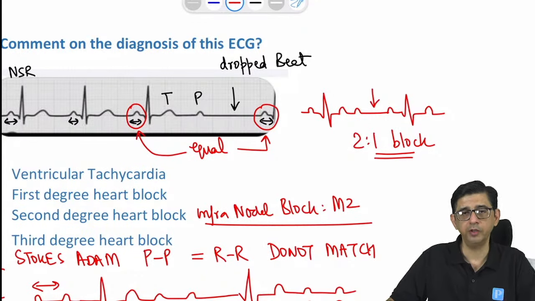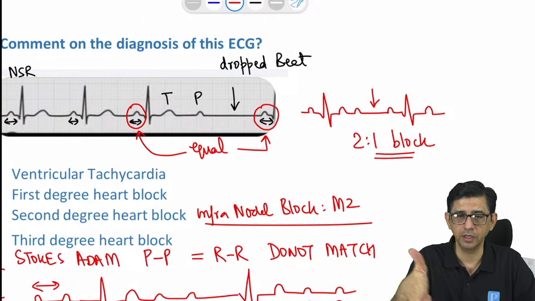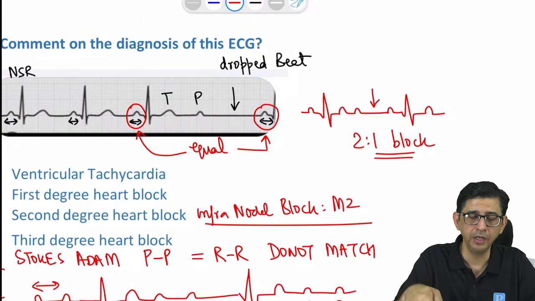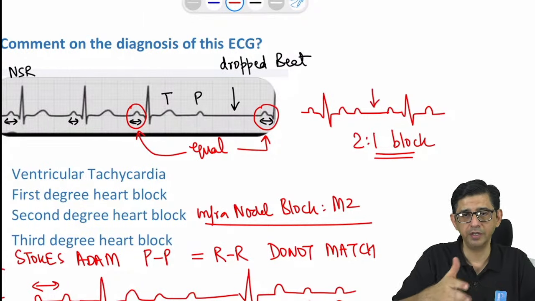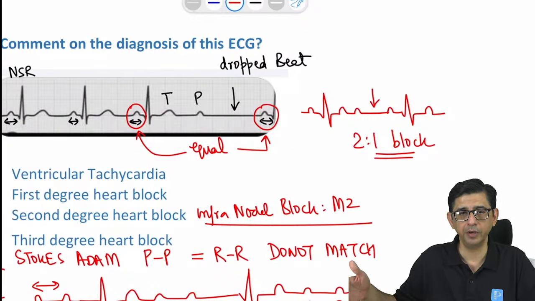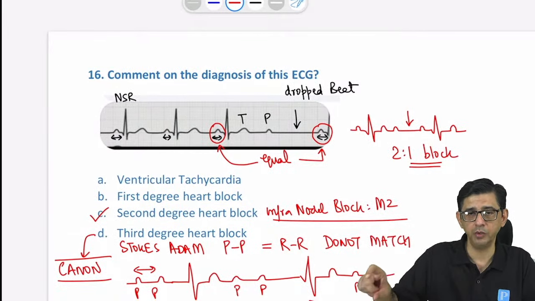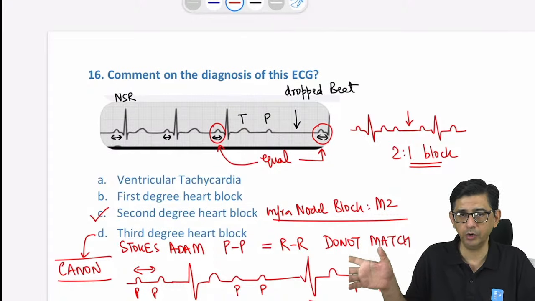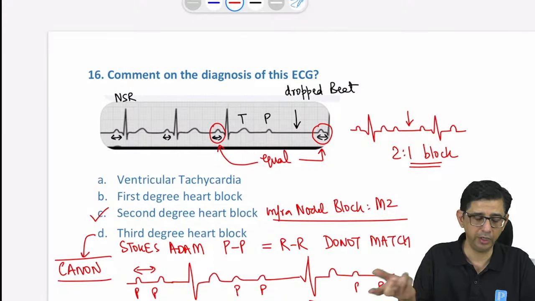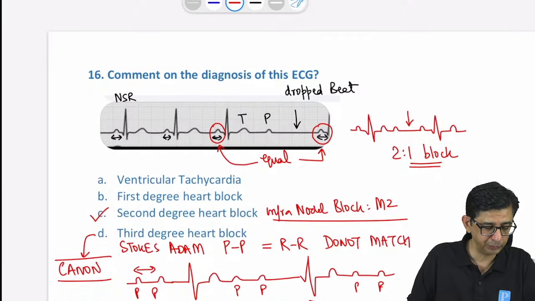The main concept is conduction, non-conduction, whereas in Mobitz II it's conduction, and then there's a drop occurring. So if you find multiple PQRS complexes with equal PR, and then drops present, answer it as Mobitz II. If it's alternatively occurring, you'll call it a 2:1.